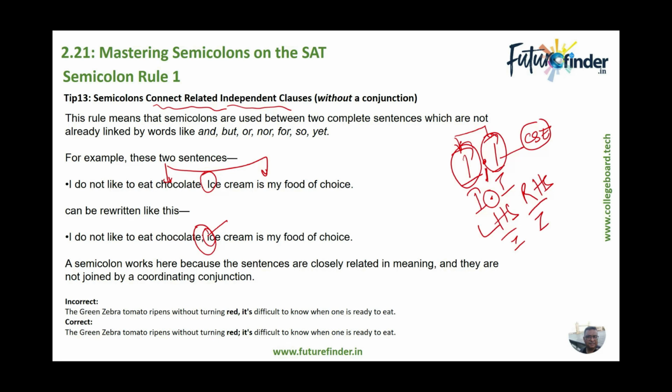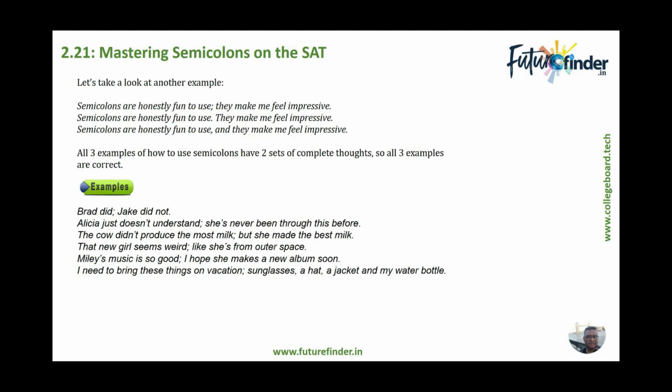But that is not the point of contention when we look at SAT. The most important part that we need to understand when we look at SAT questions is the left hand side and right hand side: check whether both of them are independent clauses or not. So let's take this example. The green zebra tomato ripens without turning red. It's difficult to know when one is ready to eat. We've used a comma. Both of them are independent clauses and hence a comma creates a comma splice error. So if one of the choices says semicolon, then it has got to be a semicolon.